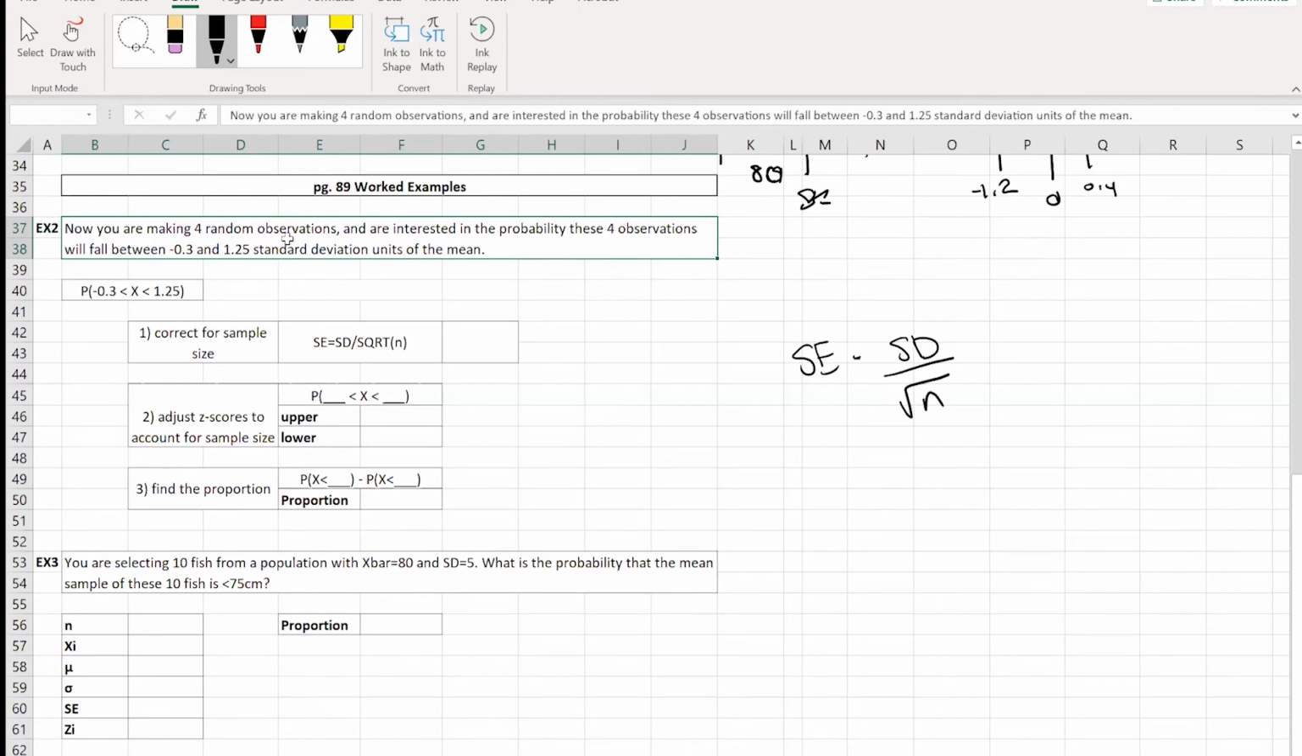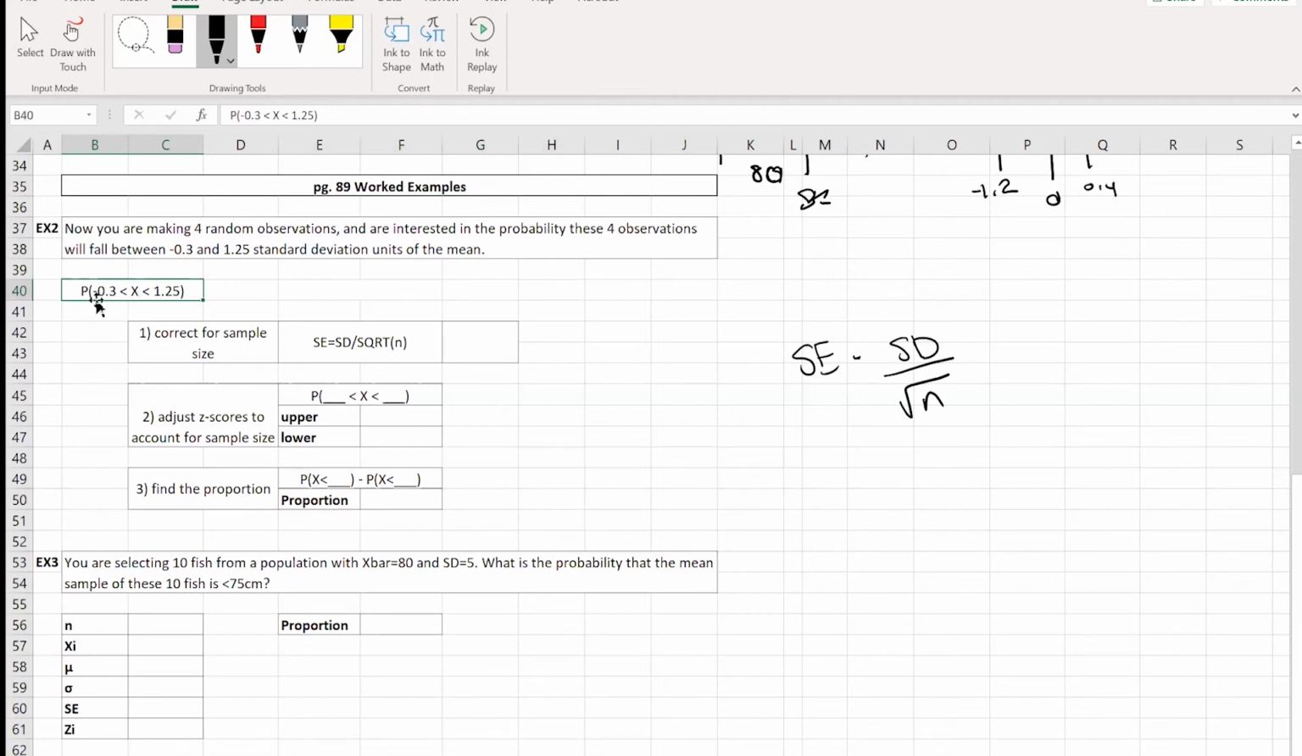So now you are making 4 random observations and are interested in the probability these 4 observations will fall between negative 0.3 and 1.25 standard deviations units of the mean. So the probability that a value will be greater than negative 0.3 and less than 1.25.